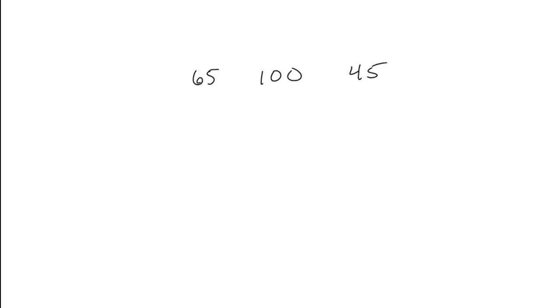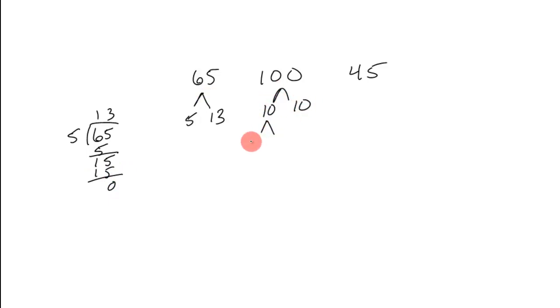Alright, I'm going to do this one. We're going to factor this out, and we have 5 times, if you don't know what it is, you can use a calculator or do the division on the side. 65 divided by 5 goes in there once. Sometimes they get a little big. 13. This one I know is 10 times 10, but I can keep going. 2 times 5 and 2 times 5.